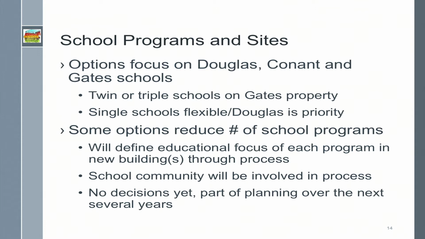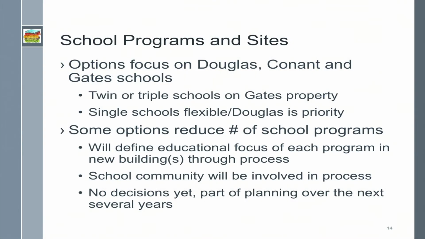You'll also note as I go through the options that some reduce the number of school programs that we have. So currently we have 6 elementary schools with 6 elementary school programs. We have 5 buildings because Parker Damon has 2 elementary schools. Each elementary school currently has a different approach or philosophy. Some of the options that I'm going to talk about reduce the programs from 6 to 5, and one option even reduces that to 4.